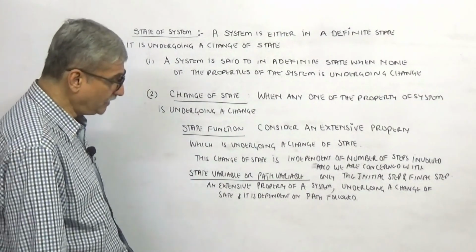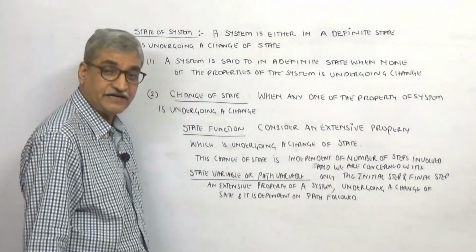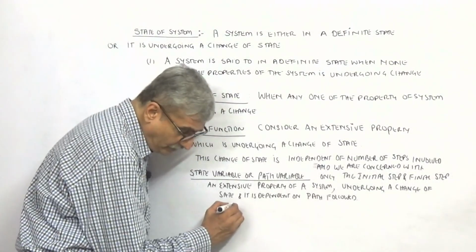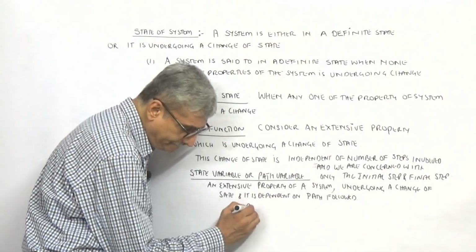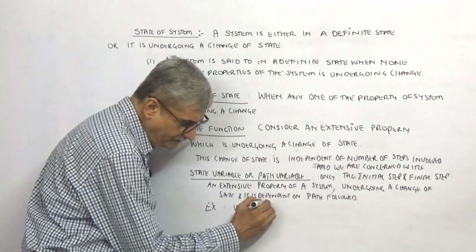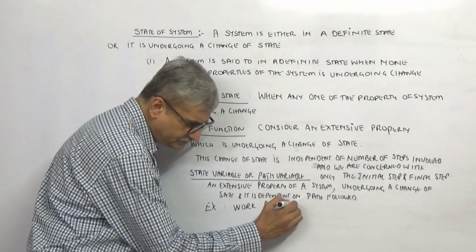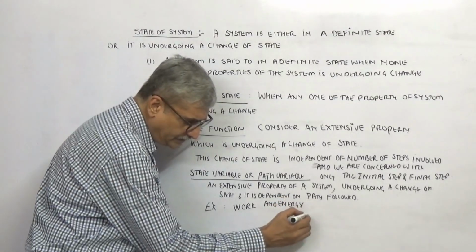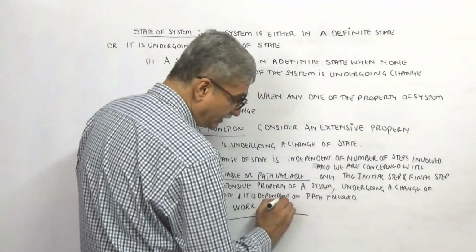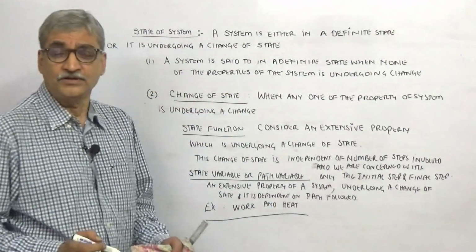What is an example of a path variable or a path function? There are only two examples: work and heat. So you see work, na?